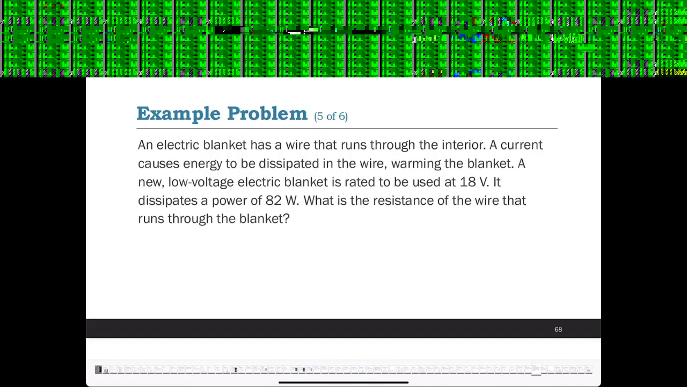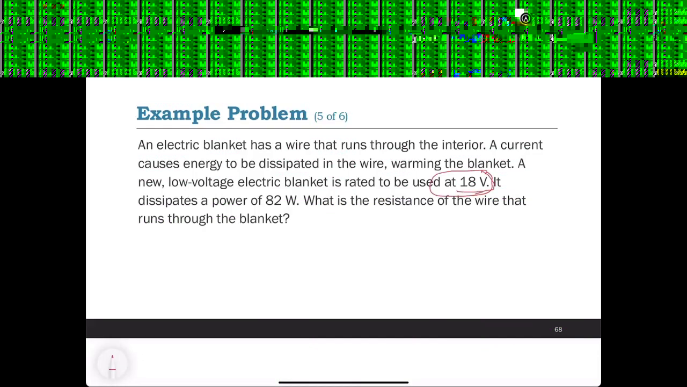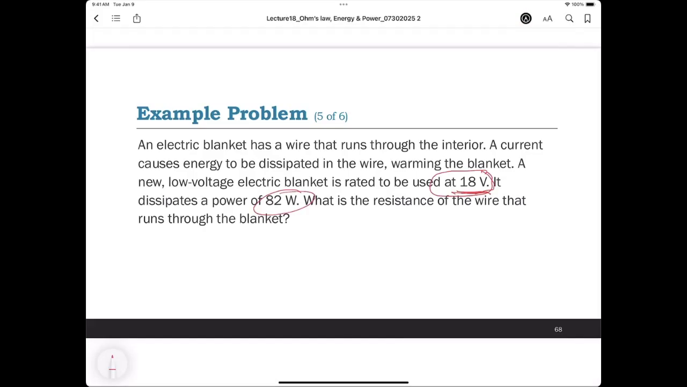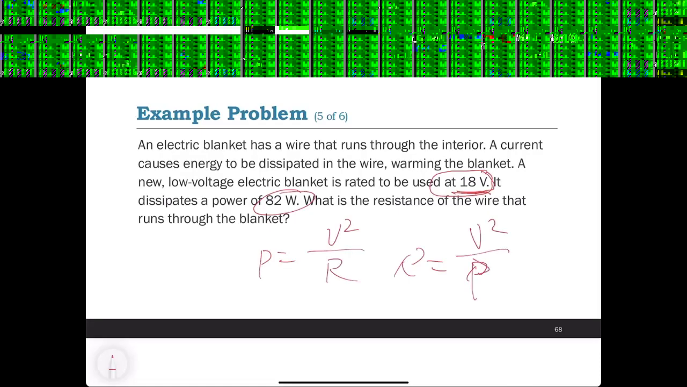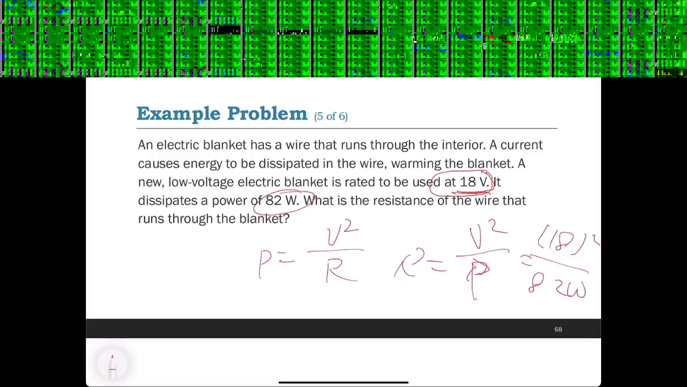There is a lot of information, but what we need to pay attention to is this is the voltage, the energy potential difference, and this is the power. So we can use this equation P equals V squared divided by R, which means R should equal V squared divided by P. This one should equal this one. That makes sense to you? And the resistance will be around 4 ohms.